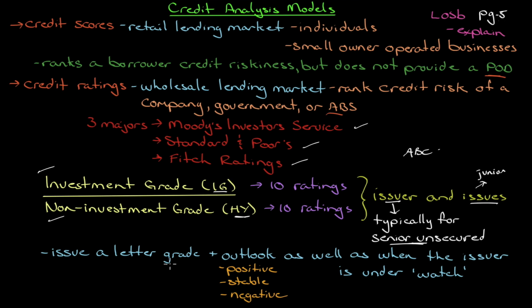The companies issue a letter grade plus an outlook, as well as when the issuer is under watch. So the outlook is either positive, stable, or negative. So you could have a company that is rated A, stable, or A, negative, under watch, or A, stable, under watch. Under watch means it's stable right now. No need to change it, but just know that we're watching it because, well, you know, we're a little uncertain.